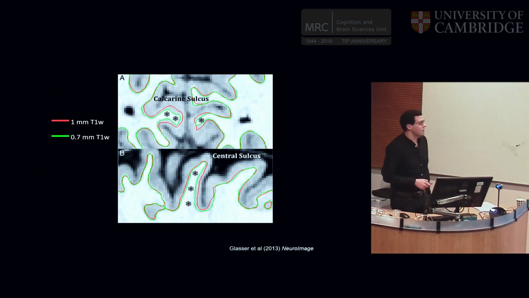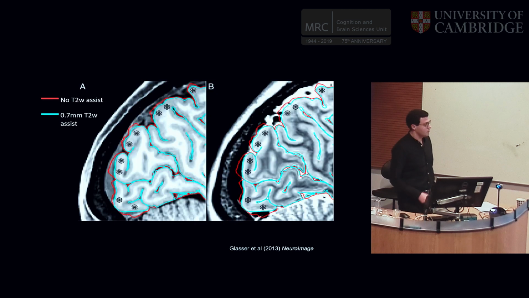And you can clearly see the advantages of using something like a 0.7mm T1 versus the standard 1mm in finding the gray-white matter boundaries. Also, you can see the advantages of using a T2 scan to capture and separate the gray matter signal from blood vessel signals and the CSF, which have very similar intensity if you're using just T1, but the T2 helps separate these two.